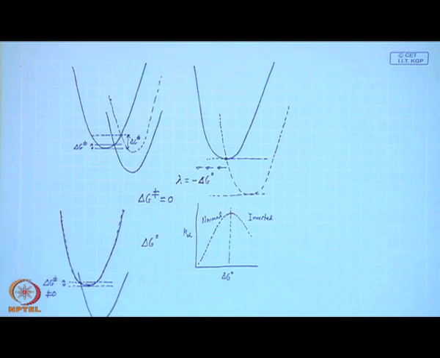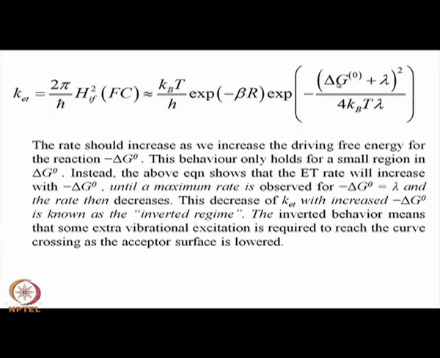So, if you put delta G0 equal to lambda, then this term will be equal to 0. So, e to the power 0 means 1, so this exponential factor becomes maximum. And then it is a negative term with square, that means it will reduce much faster.